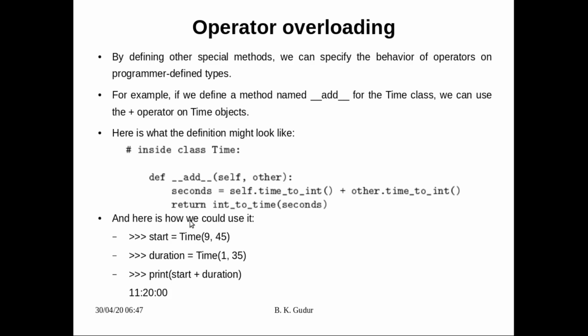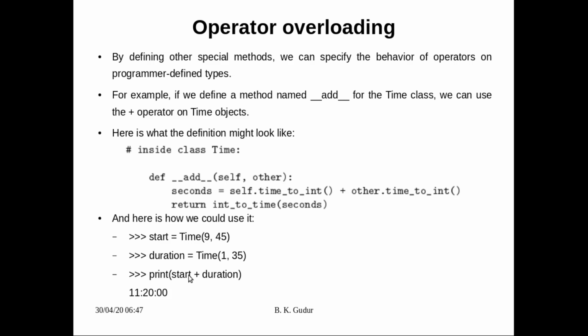Here is how we could use it. Start is one object, initialized with 9 hours and 45 minutes, and duration is also a time object, say 1 hour and 35 minutes. We can directly print like this: print start plus duration. Earlier we had an add function and later printed the result. Using an add function or method, we added two time objects and printed it. But here just a plus operator is going to add both.